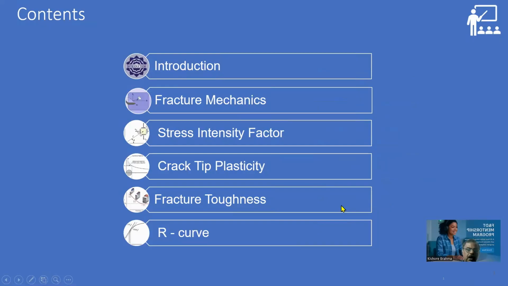Unit 2 on Introduction to Fracture Mechanics of the Entity Mentorship Program consists of the following subtopics, starting with Introduction, Fracture Mechanics, Stress Intensity Vector, Crack Tip Plasticity, Fracture Toughness, and R-curve. Today in this video, we'll see the introduction part.